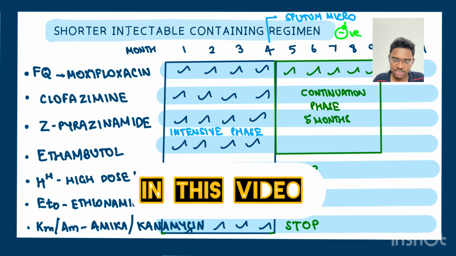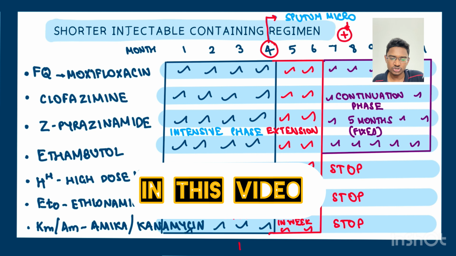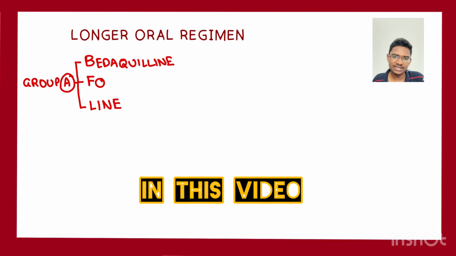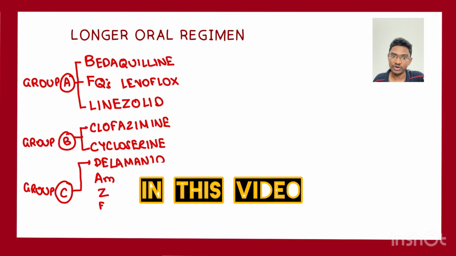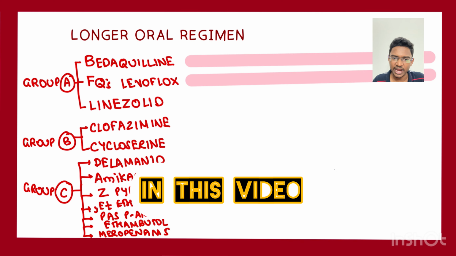Next, we saw longer oral regimen, group A, B, C, depending on the potency. Remember, best friends in line, close try to cross a dam, yet to pass, emergency. Rules: 18 to 20 months we will be giving, and no separate intensive and continuation phase, we will be giving for 18 to 20 months.